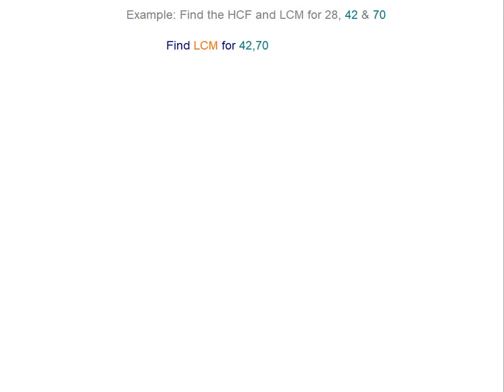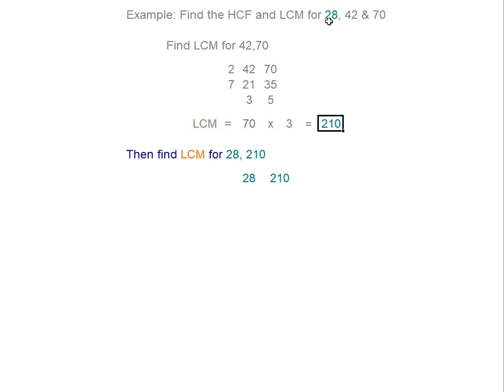Start by finding the lowest common multiple for our 2 highest numbers 42 and 70. 2 is a common factor, leaving 21, 35. 7 is a common factor, leaving 3 and 5, which have no common factors. So we can multiply 70 by 3 to give us our lowest common multiple of 210. We can then pair that up with the lowest number, 28, and repeat the process. 28, 210 divided by 2 is 14, 105. Both divisible by 7 leaves us 2, 15. No common factors, multiply 210 by 2, and we're left with 420 as the LCM for 28, 42, and 70. Highest common factor, simply 2 times 7 equals 14.